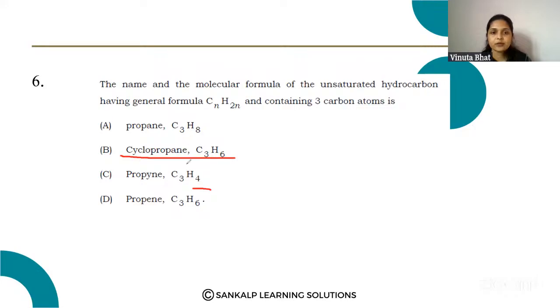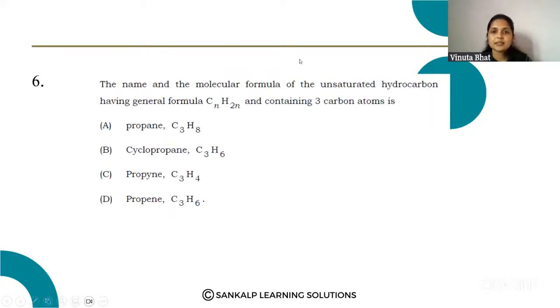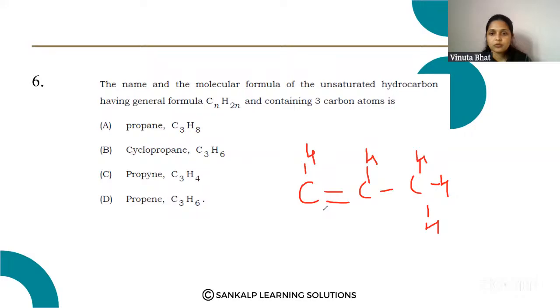Cyclopropane is the saturated hydrocarbon, and the unsaturated hydrocarbon is propene. Option D, propene, that is C3H6. So you can check it: C3H6, with a double bond, 1, 2, 3, 4, 5, 6. Right. So this is C3H6, that is propene.